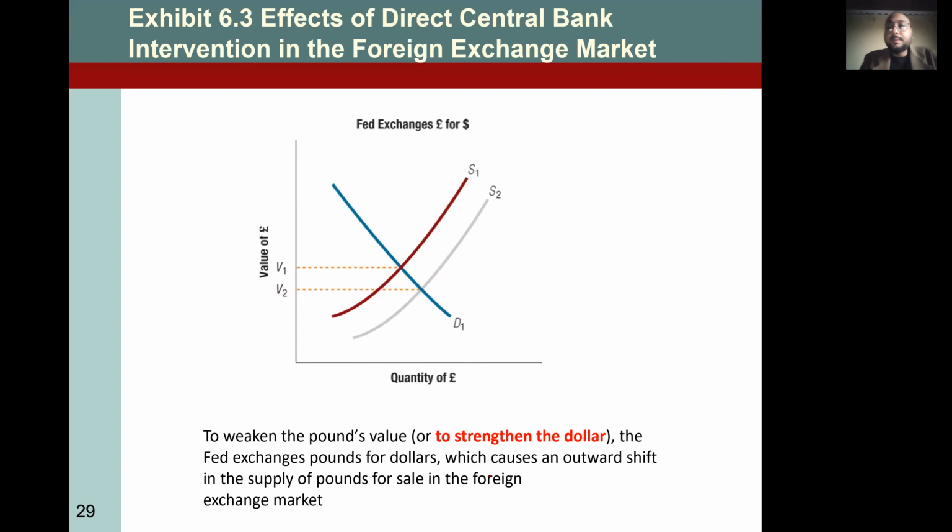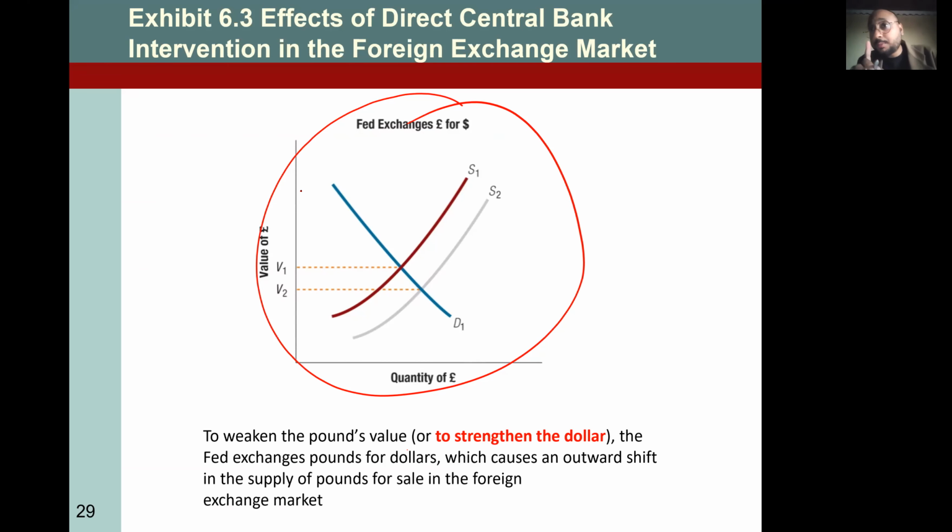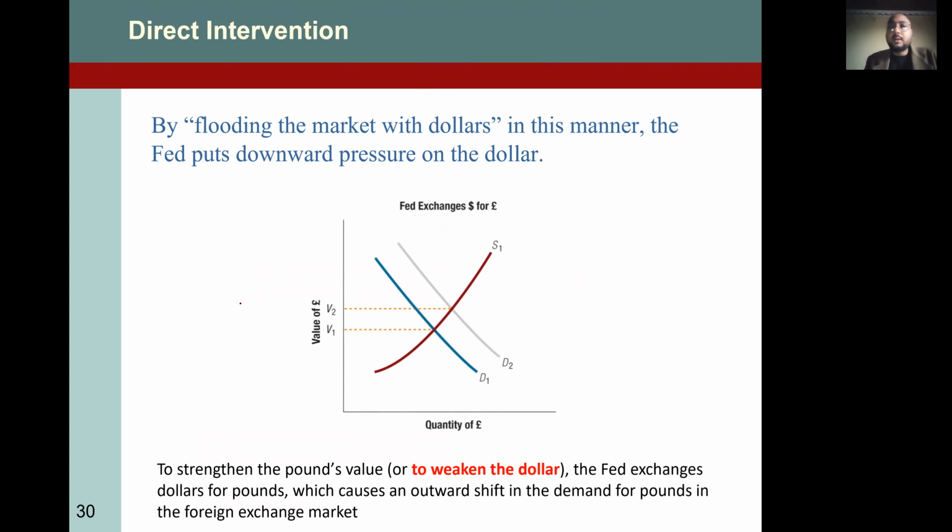You see here, to weaken the pound's value, so this is the market for pounds, the US government exchanges pounds, or sells the pounds. Supply increases, so you see the value go down. All right. By flooding the market with dollars in this manner, the Fed puts downward pressure on the dollar as well.